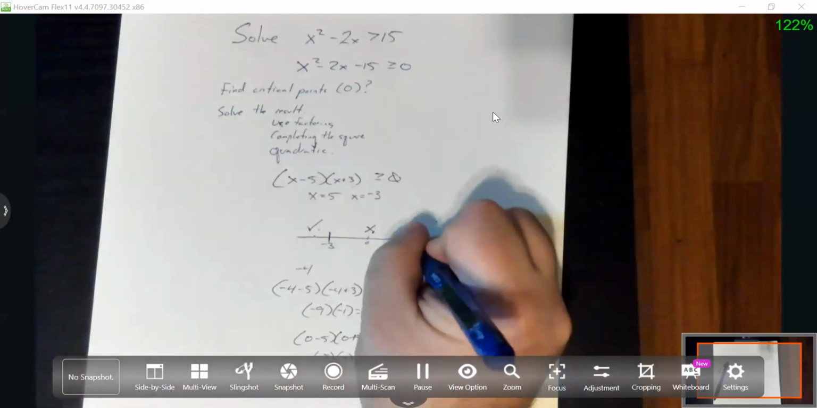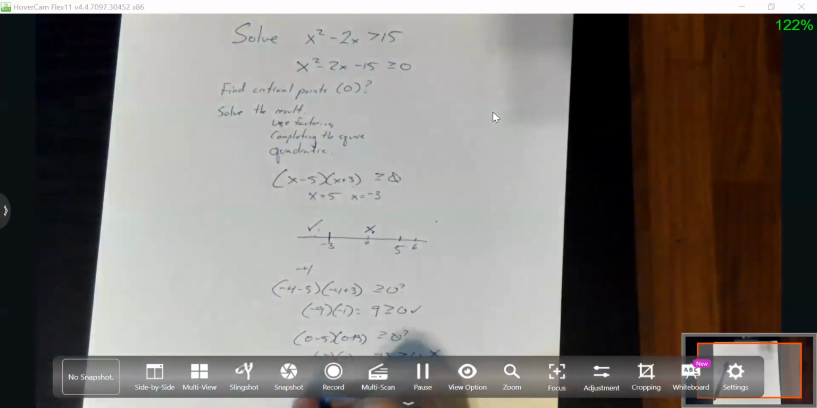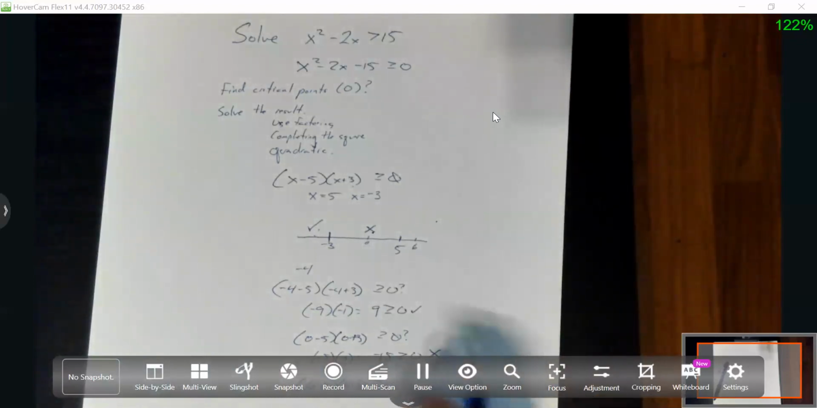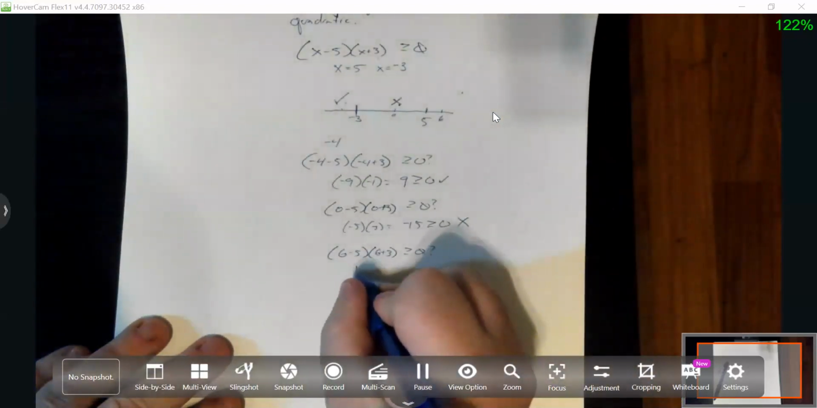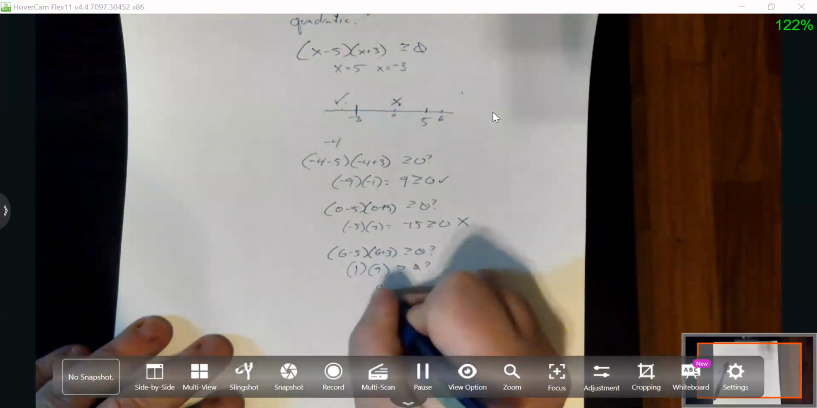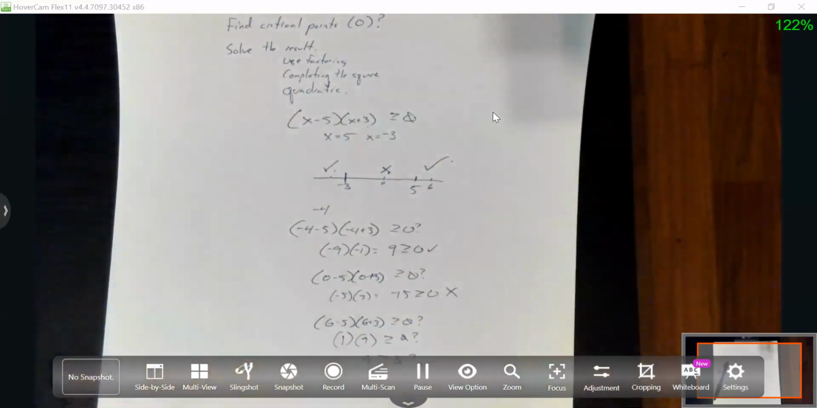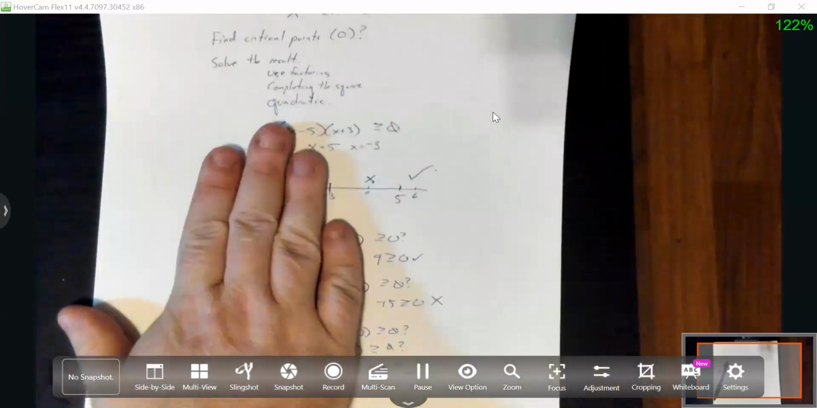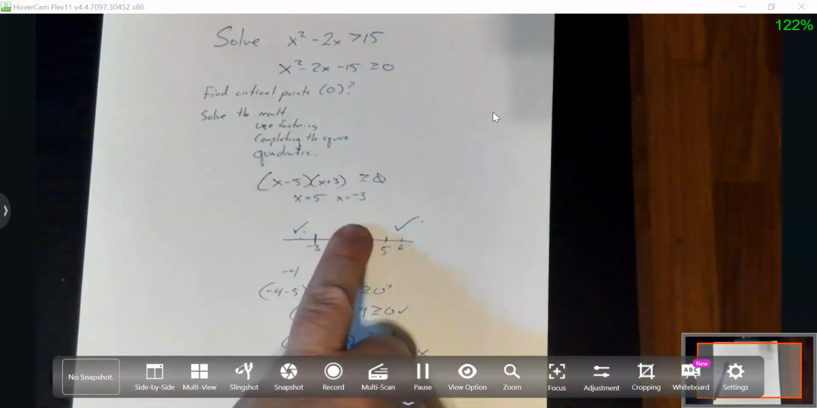No good. So let's try a test point over here just to make sure. So we try a 6. If I plug in a 6, that's 6 minus 5 times 6 plus 3. And we're saying, is that greater than or equal to 0 or not? So that gives me 1 times 9. Is that greater than or equal to 0? Yes, 9 is greater than or equal to 0. So it worked over in this region. So we know our answer is anything over here, and it can keep going. Anything over here, and it keeps going, but it doesn't work in the middle.